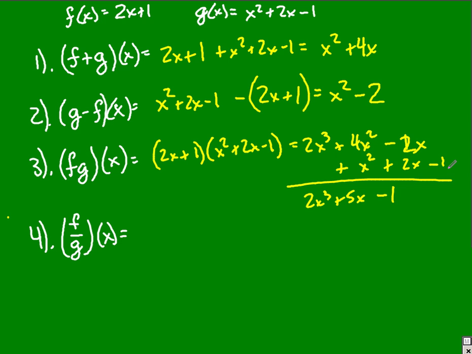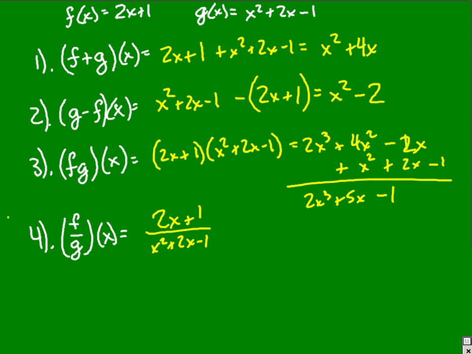All right, and the last one, f of x divided by g of x. F of x is on top, g of x is on the bottom, x squared plus 2x minus 1. There's really not much I can do to simplify. I can look to see if I can factor and maybe something would cancel out, but in this case nothing does, so I'm done right there.